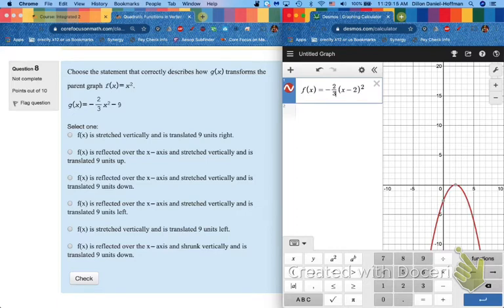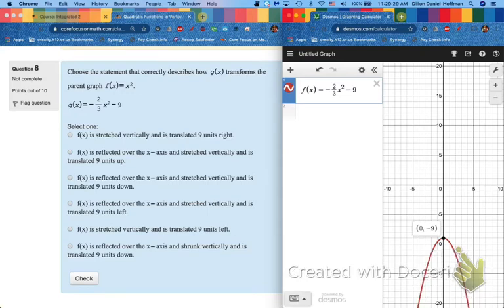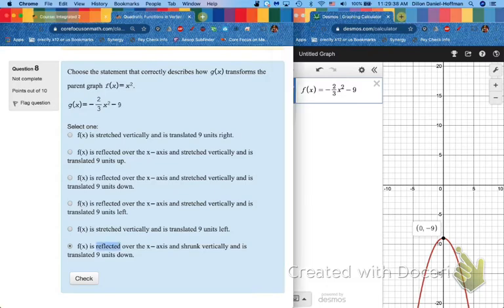It's going to be a little wider. And then I've got -9, but not in parentheses this time on the outside. So that's going to mean down 9. And unless I put the squared, it's going to stay a line. There it is. Hiding there at the bottom. (0, -9). So it's going to be reflected over the x-axis, shrunk vertically, and 9 units down. It's the last one.